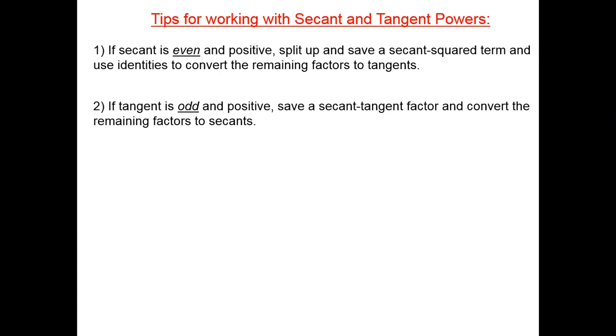If tangent is odd, this is what we saw in the last example. Save a secant and a tangent factor from both terms and convert the remaining factors to secants. That would allow us to do a u substitution with the secant and have the secant tangent factor as the derivative.